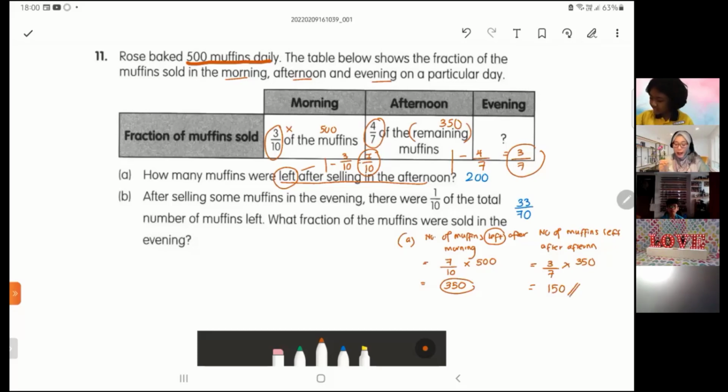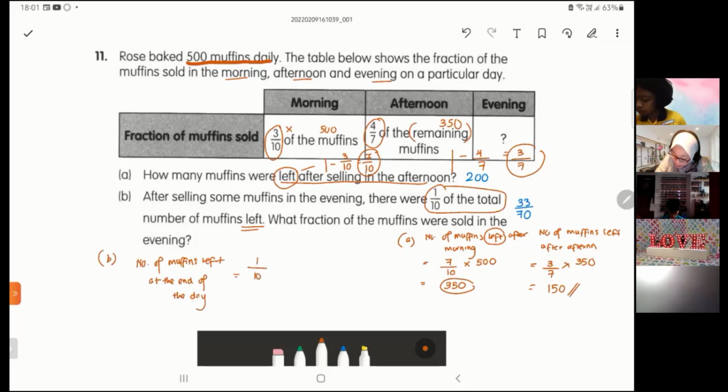Okay, all right. Now for B, after selling some muffins in the evening, there were 1/10 of the total number of muffins left. Okay, so can we find out the number of muffins left at the end of the day? Yeah, okay, the number of muffins left at the end of the day, which means I take 1 over 10 times the total muffins, which is 500. And I get 50. So I have only 50 left over at the end of the day.